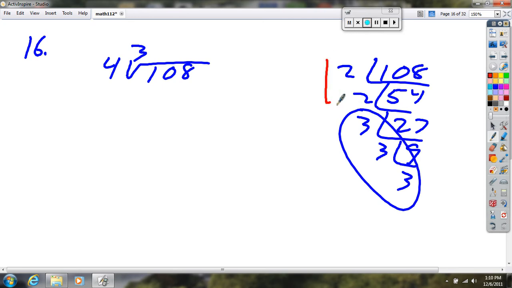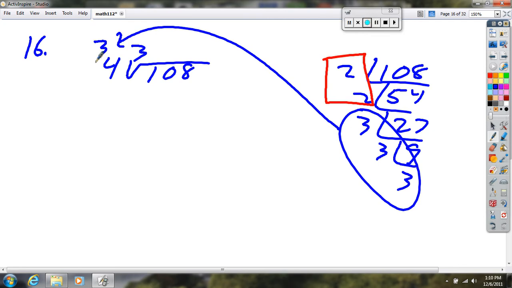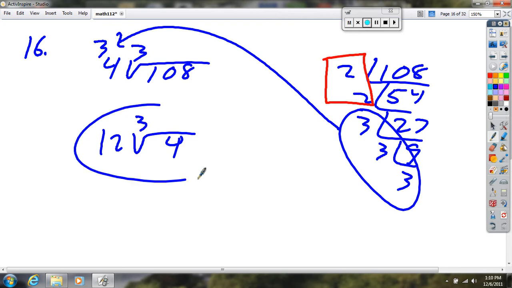Change the color. This is not a pair, so you cannot circle it. What's circled? A group of 3 threes. So that 3 comes out and goes out here in front, one of them. So that's 3 times 4 is 12. Radical, cubed, and what's not circled? 2 times 2, which is 4. That's how we do the cubes.